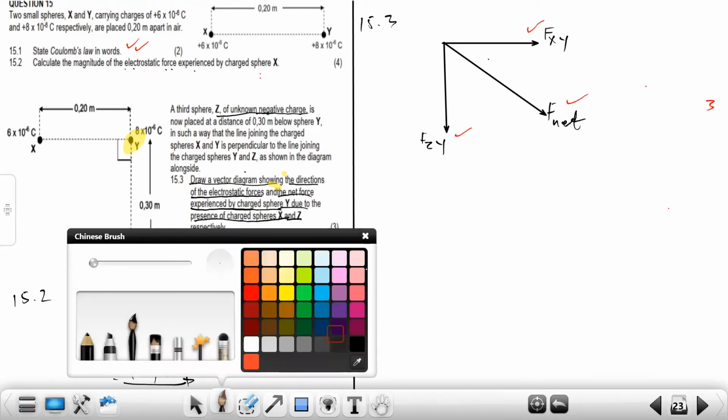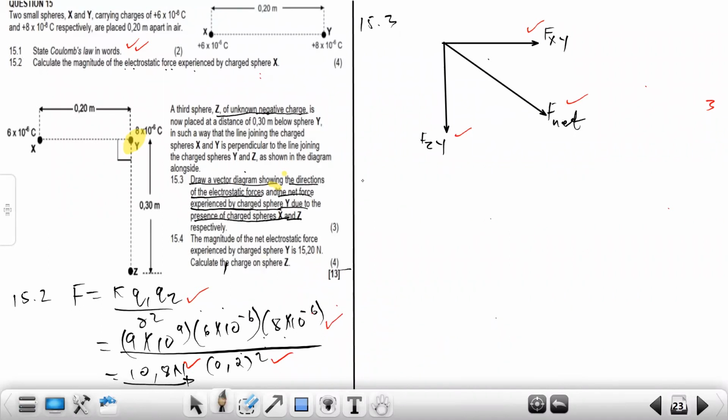So I'm at 15.4. I believe we are still together. I'm at 15.4. So at 15.4, they say the magnitude of the net electrostatic force experienced by charge Y is 15.2 newtons. Calculate the charge on sphere Z. And remember, we said sphere Z is a negative charge. So let's see if we can solve this particular problem.